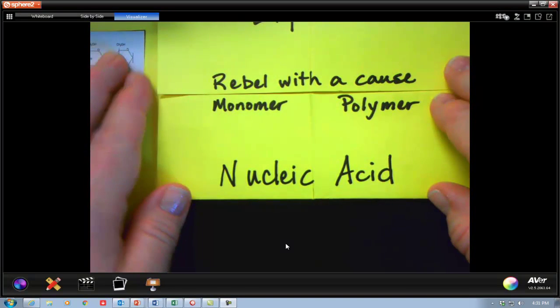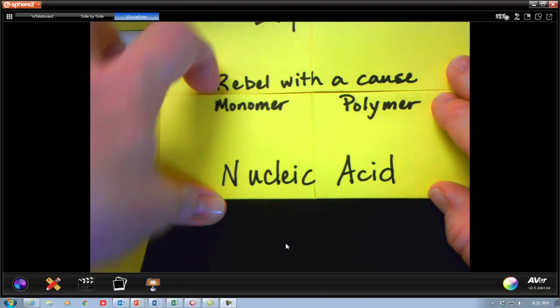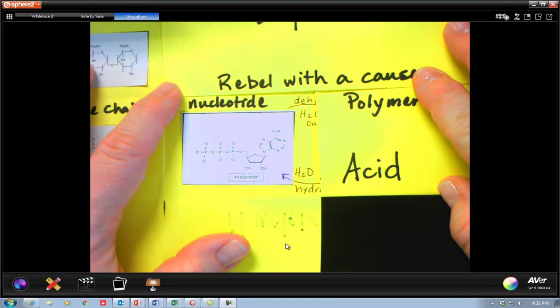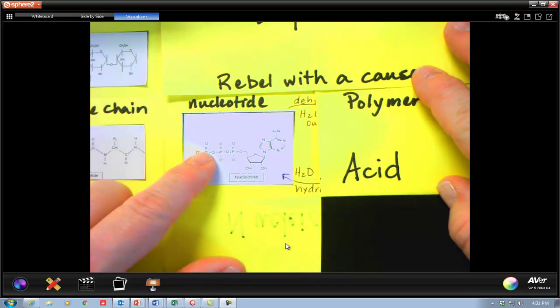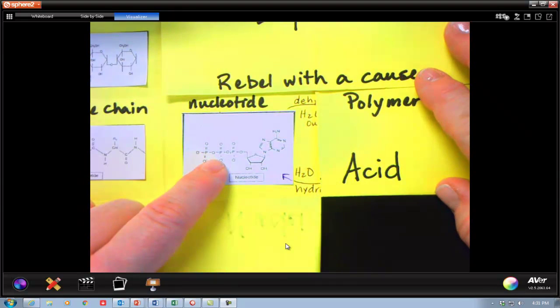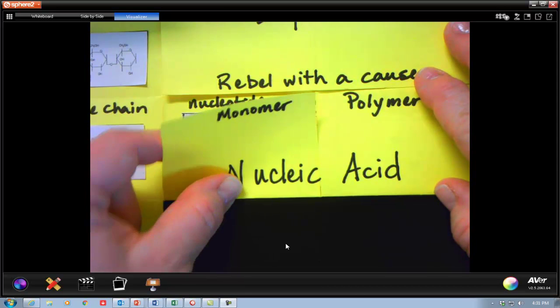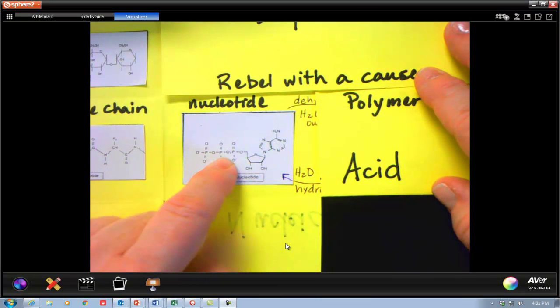All right, let's move to nucleic acid. I want to start with that one on this right side. Again, the monomer for the nucleic acid is going to be a nucleotide. Now, there's three parts to a nucleotide. You first have your phosphate group. Remember that nucleic acids are CHONP, carbon, hydrogen, oxygen, nitrogen, and phosphorus. And so here I have my phosphate group.